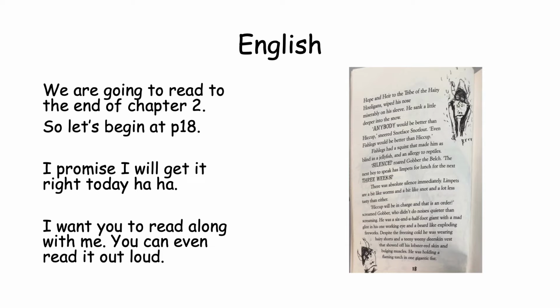He was a 6.5-foot giant with a mad glint in his one working eye, and a beard like exploding fireworks. Despite the freezing cold, he was wearing hairy shorts and a teeny weeny deerskin vest that showed off his lobster red skin and bulging muscles. He was holding a flaming torch in one gigantic fist.